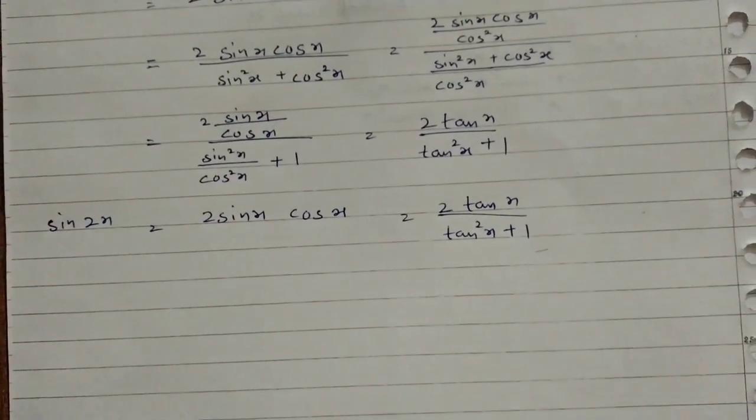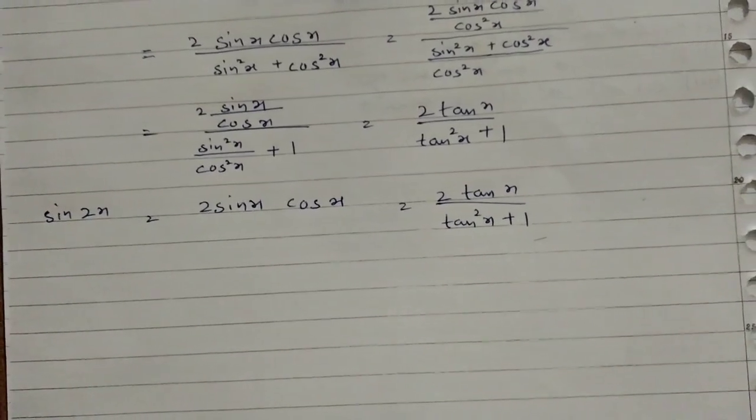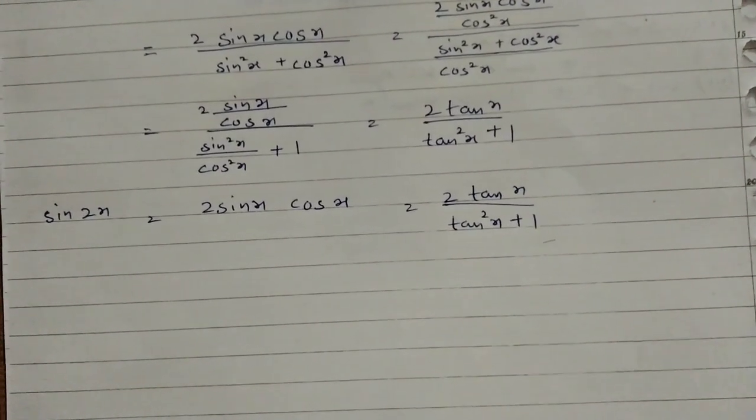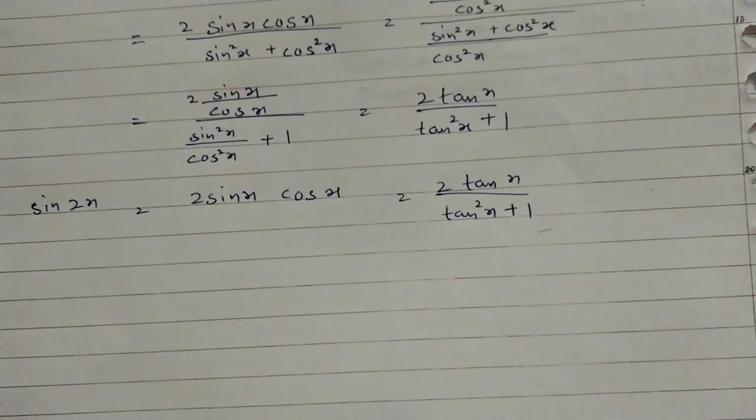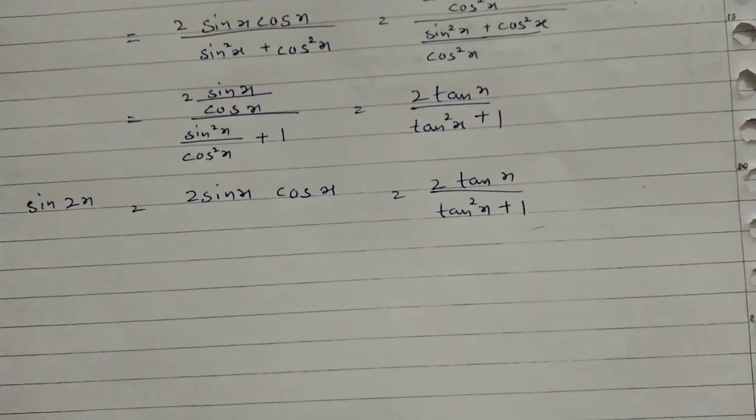So these are two formulae of sin 2x. One is 2 sin x cos x, and the other one is 2 tan x divided by tan square x plus 1.